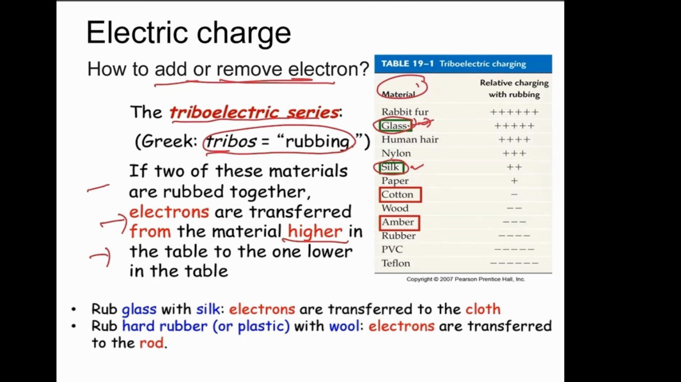The number two, plastic with wool. Let's say we rub plastic with wool, electron are transferred to the rod. Electron from the wool will be transferred to our rod, so this will become negative charge. First, positive charge, then negative charge.